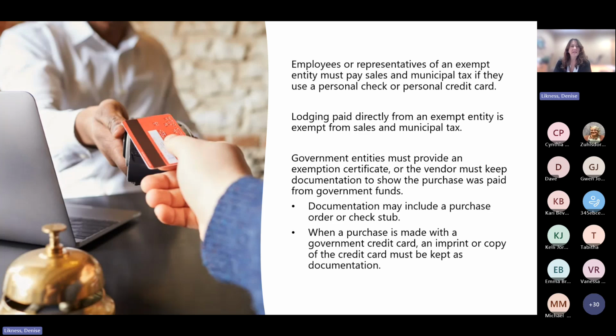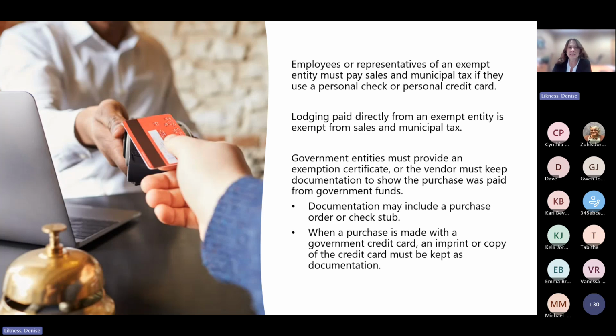Employees or representatives of an exempt entity must pay sales and city tax if they use a personal check or credit card. This talks about lodging too. I always give an example at the state. We travel all over the state for meetings. If we make a reservation and pay with our credit card and get reimbursed by the state, we would pay sales tax. If it is directly billed to the state and we're not paying it personally, then that would be exempt. We may have to pay an occupancy or lodging fee, but we wouldn't pay the sales tax if it's direct billed. But if it's paid on our own personal credit cards, then we would pay the tax.